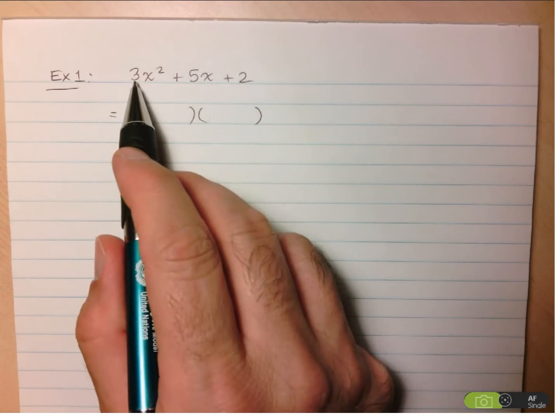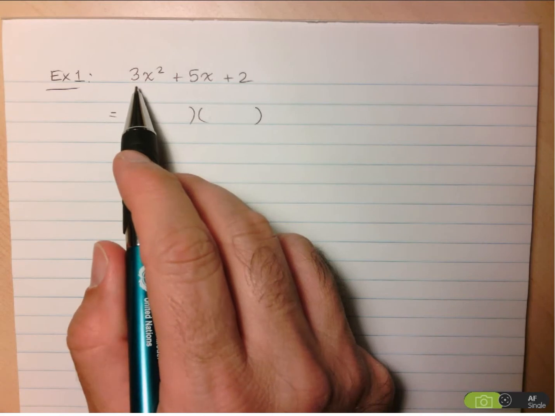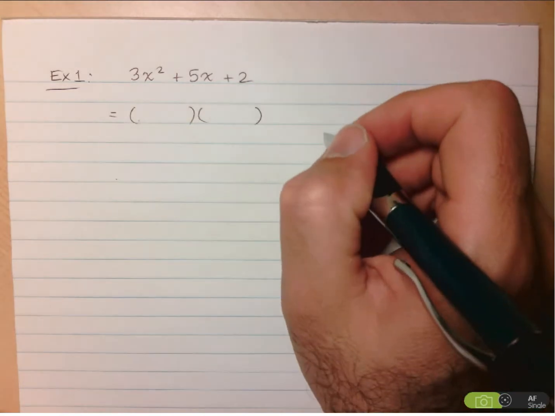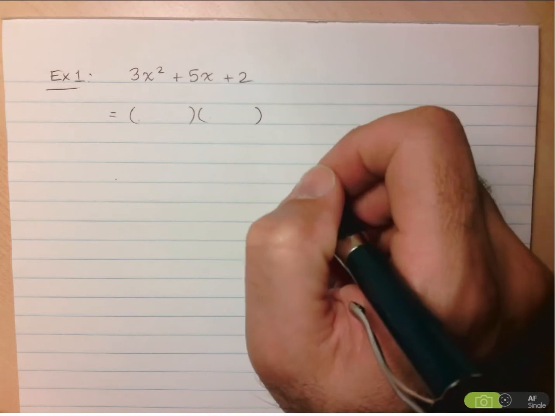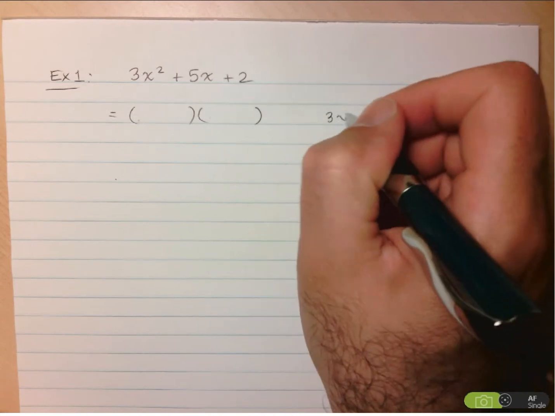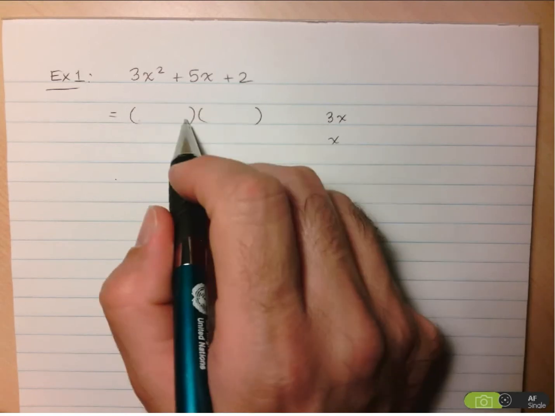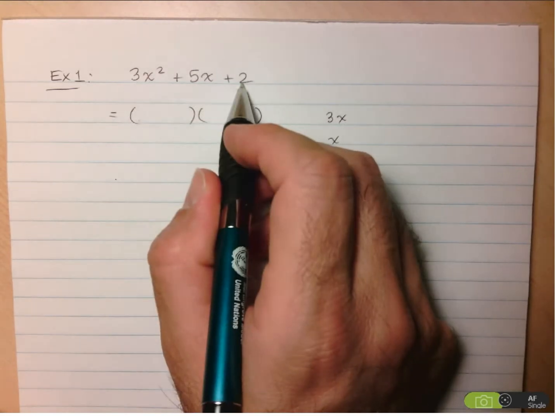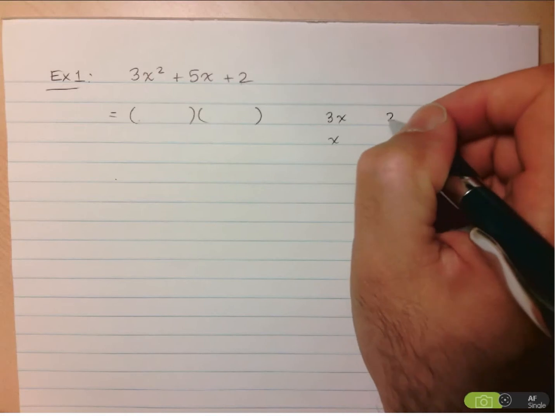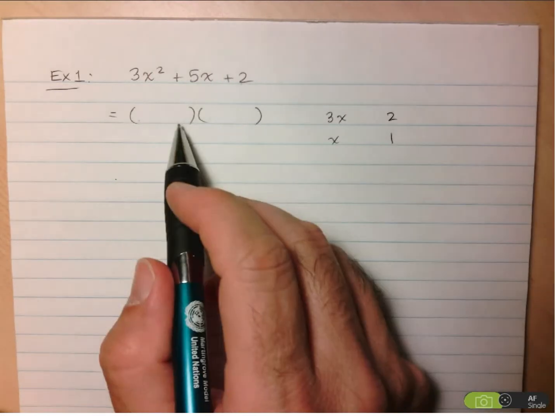Now this works out nicely because 3 is a prime number. So the only way in which this could work is if we had 3x and x. And that's what I always put in my left-hand column when I'm trying to determine all my coefficients. So here I'll put 3x and x. And I need my last terms to multiply to 2. Again, 2 is a prime number, so the only possible way this can happen is if we've got a 2 and a 1.